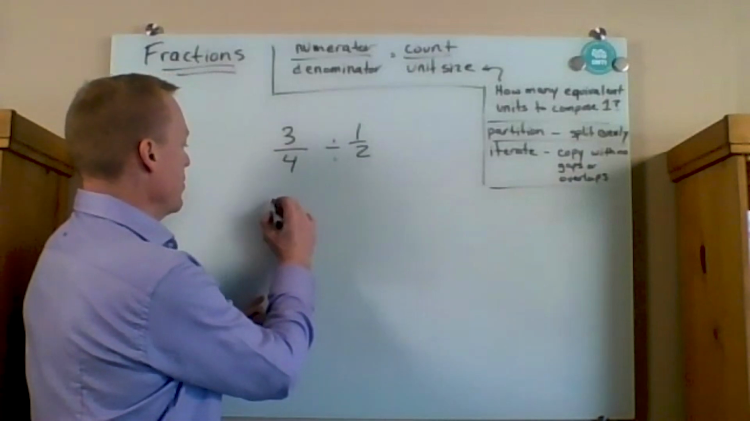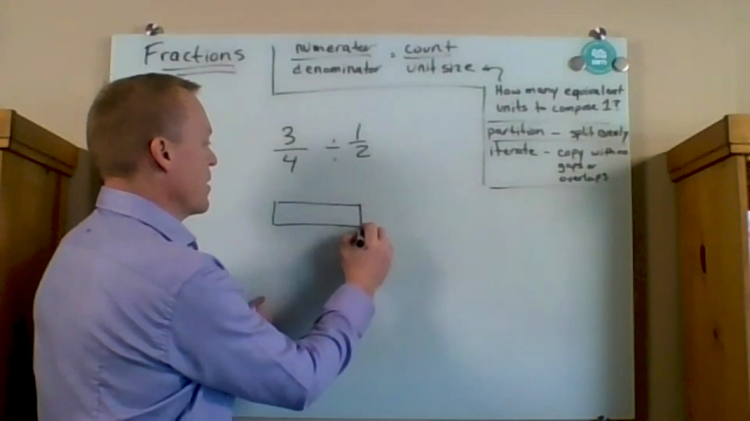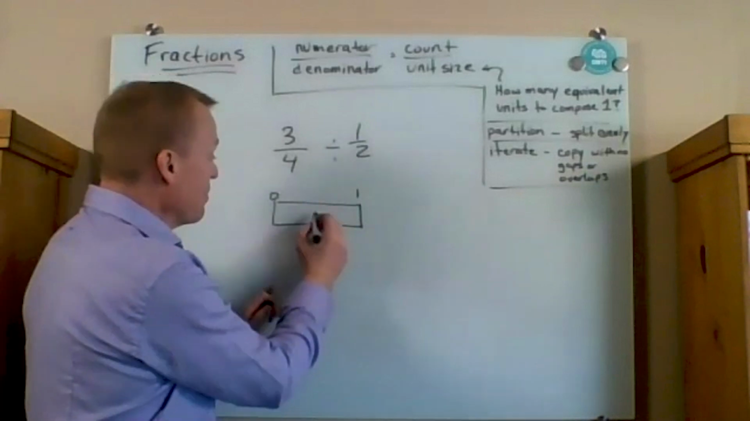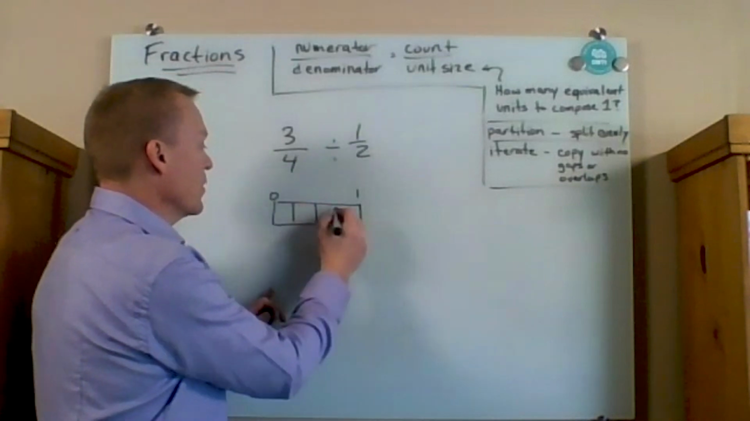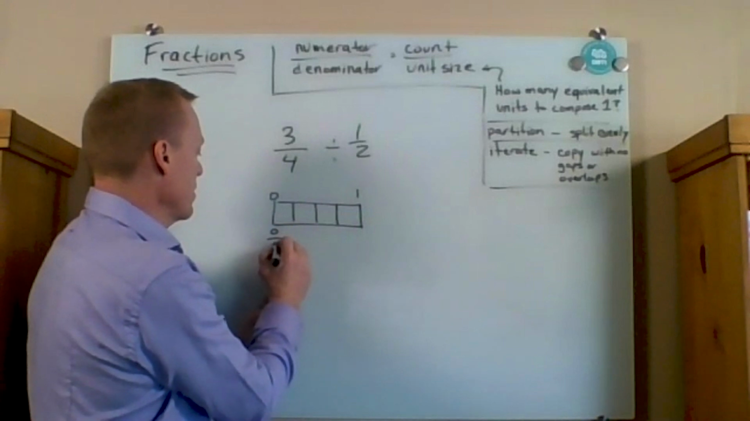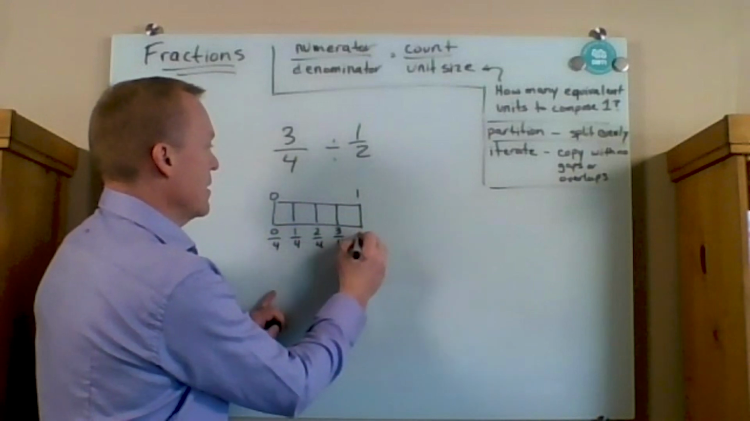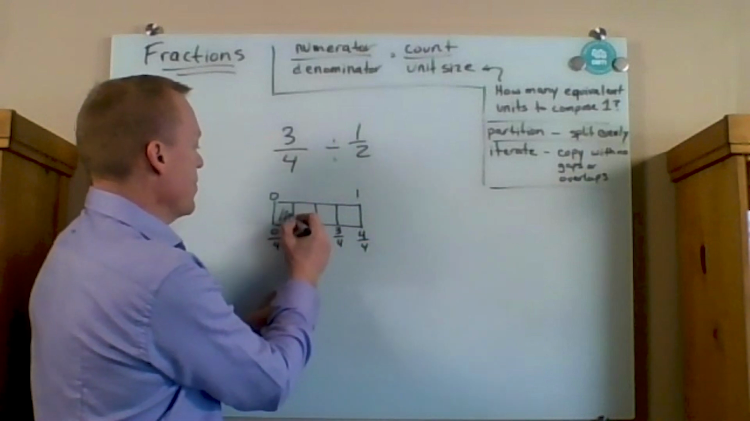So again, we're going to start with 3/4. So I'm going to model the unit of 1. The 4, the denominator, is going to tell us to partition the 1 into 4 equal sections. So each of these are 4ths. We have 3/4 of them.